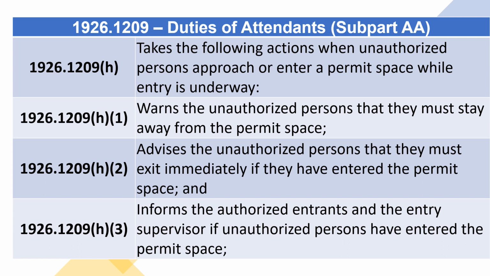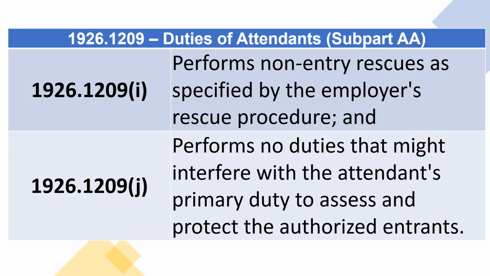1926.1209(h): takes the following actions when unauthorized persons approach or enter a permit space while entry is underway: (h)(1) to (h)(3): warns the unauthorized persons that they must stay away from the permit space, advises the unauthorized persons that they must exit immediately if they have entered the permit space, and informs the authorized entrants and the entry supervisor if unauthorized persons have entered the permit space. (i): performs non-entry rescues as specified by the employer's rescue procedure, and (j): performs no duties that might interfere with the attendant's primary duty to assess and protect the authorized entrants.